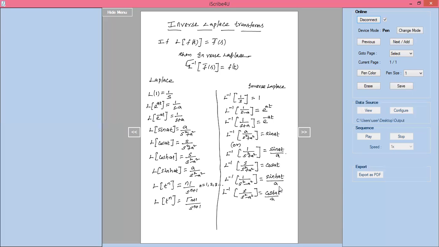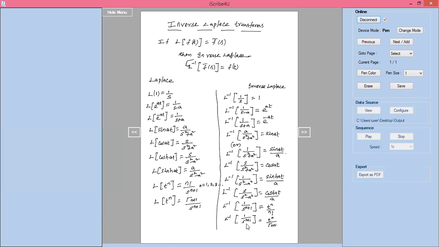Next, L inverse of 1 divided by s power n plus 1. That only I'll write, t power n divided by n factorial. L inverse of 1 divided by s power n plus 1 is nothing but t power n divided by n factorial. Or I'll write it as t power n divided by gamma of n plus 1. You can apply this one when n is a positive natural number.